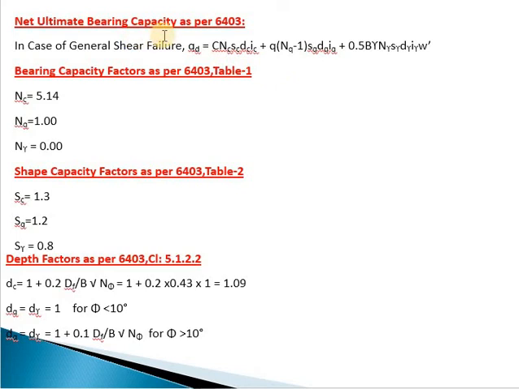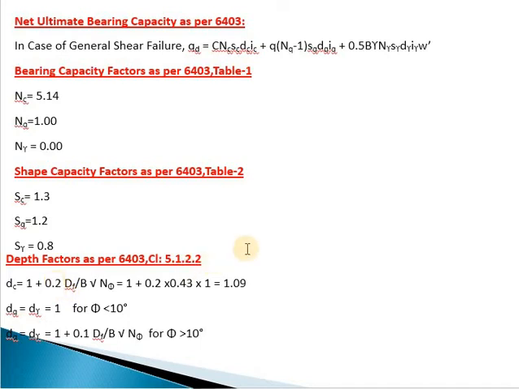So the net ultimate bearing capacity in case of general shear failure, as we already discussed in the previous slide, is qu equal to cNc Sc Dc Ic plus q(Nq minus 1) Sq Dq Iq plus 0.5 B gamma N gamma S gamma D gamma I gamma W dash. W dash is the water correction factor. The bearing capacity factors as per IS 6403 Table 1 for phi equal to 0 are Nc equal to 5.1, from Table 1, Nq equal to 1 and N gamma equal to 0. The shape factors for square footing are Sc equal to 1.3, Sq equal to 1.2 and S gamma equal to 0.8.